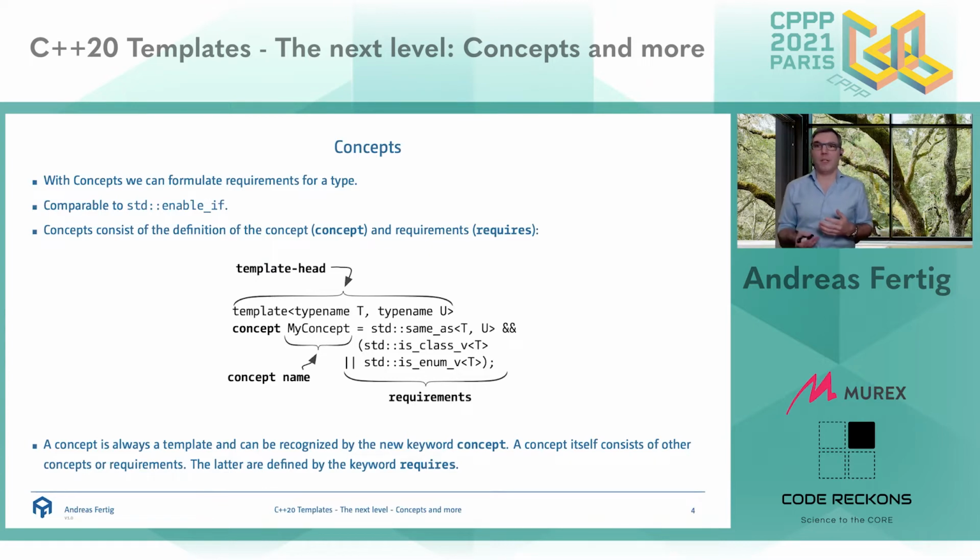Concepts themselves consist of the definition of a concept, where we have a new keyword, namely concept, and requirements, where we have another new keyword, requires. And we will see this in a lot of places. So concepts always consist of requirements. And the figure in the middle of the slide illustrates how we build a concept, or technically from the specification.